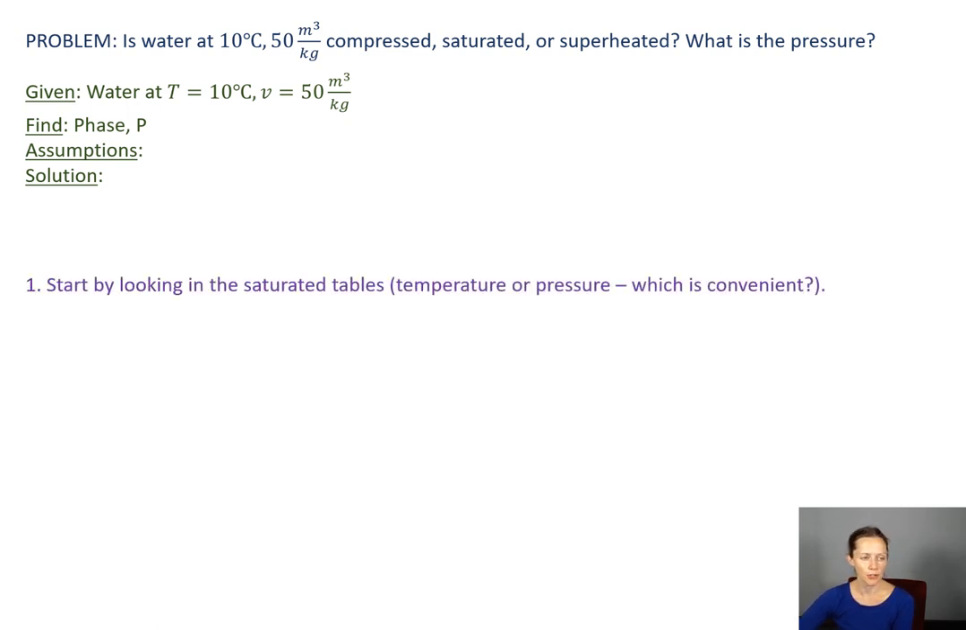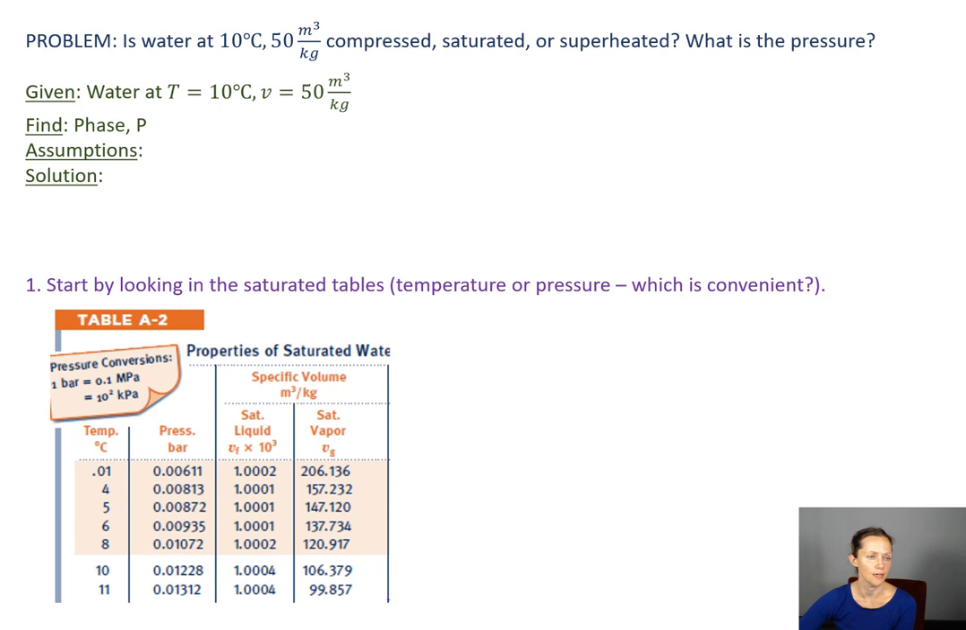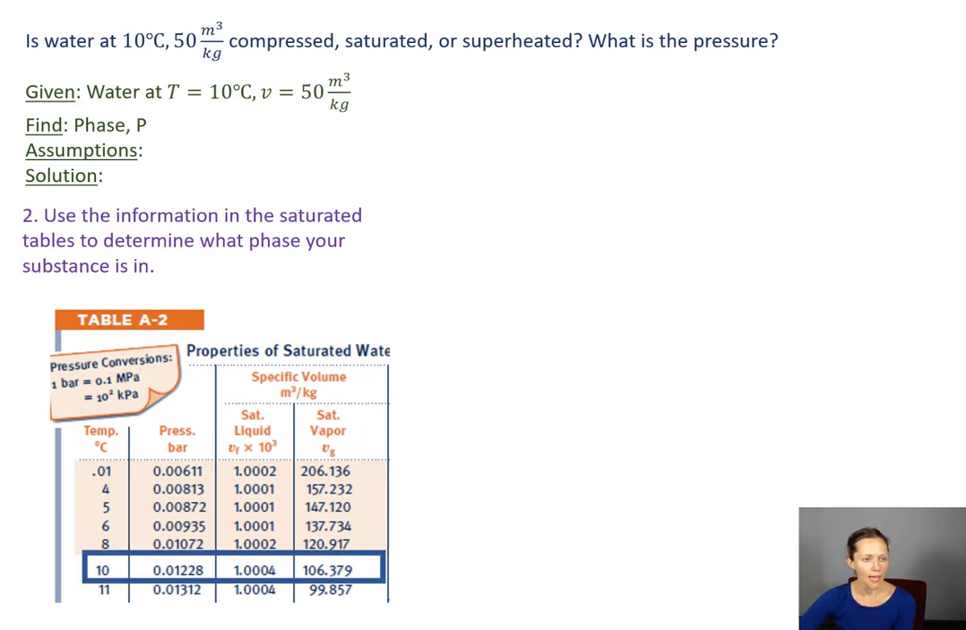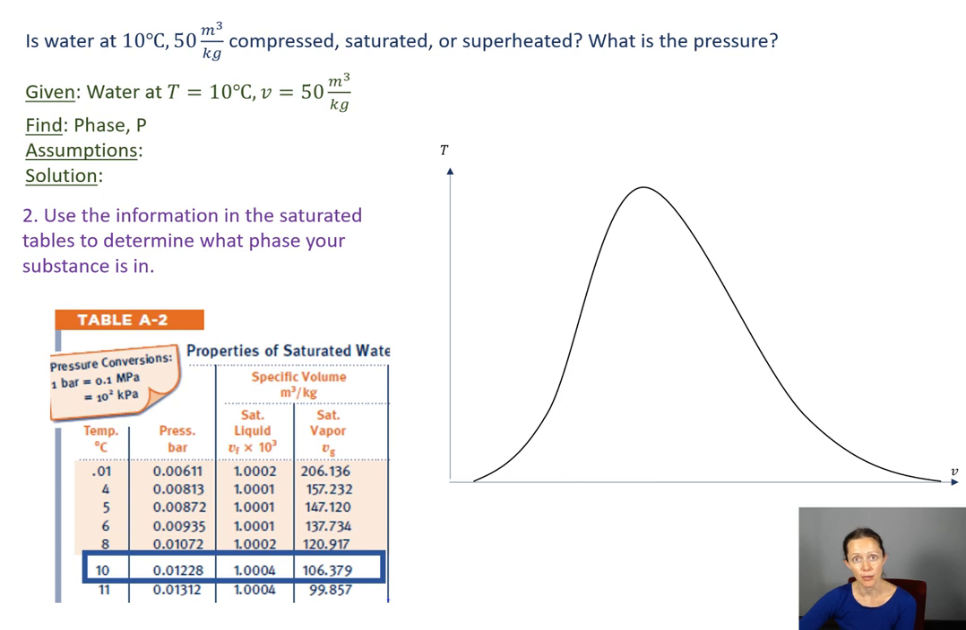So the first thing we're going to do is look in our saturated tables. We've got ones that are organized by temperature and pressure. Temperature is probably more convenient because I am given a temperature here and it's at a nice neat interval. So I'm going to go to the 10-degree line. And now I need to use the information that's in the saturated tables to figure out what phase I'm in. So I'm going to put everything on a T-v diagram just to visualize it a little bit better. Here's my vapor dome. I'm going to draw a line corresponding to 10 degrees Celsius. And then I've got my pressure, that's my saturation pressure.